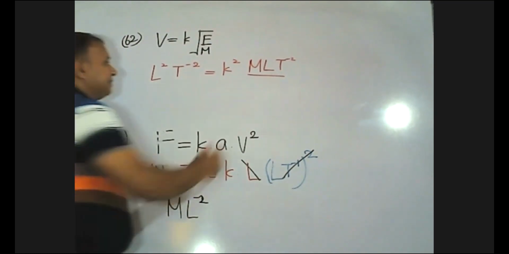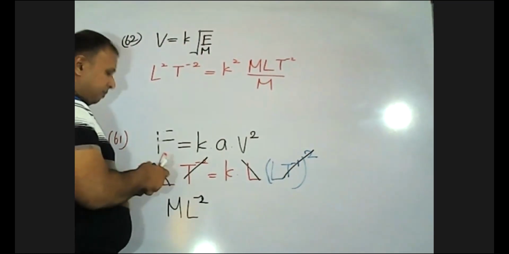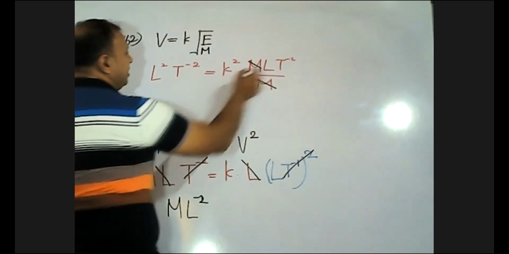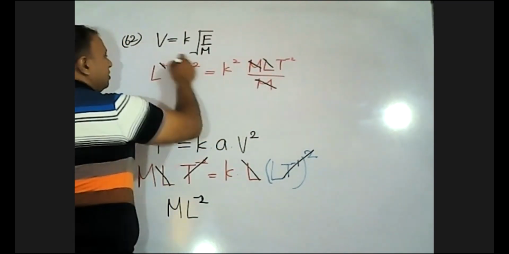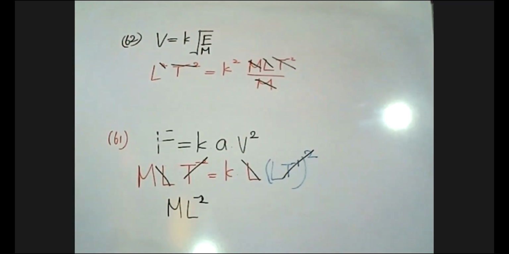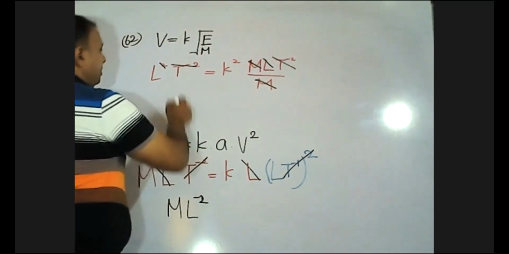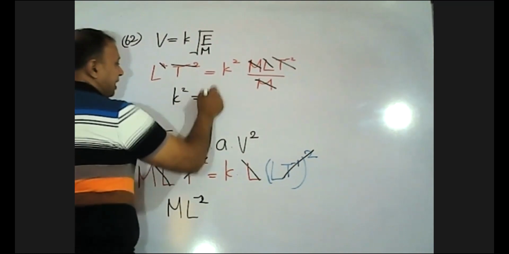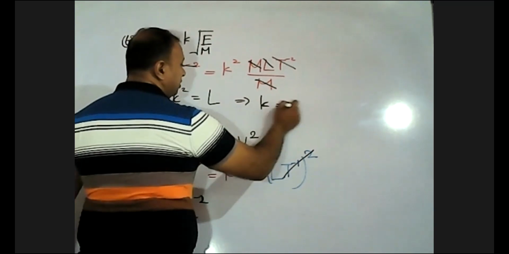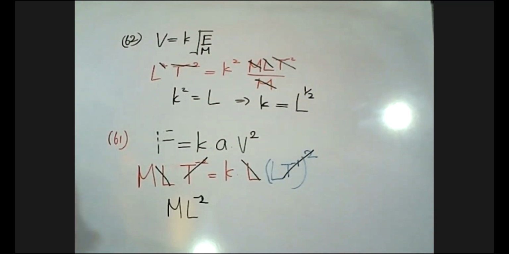M is mass, yes, mass. Then mass and mass will be cancelled out. Then L and L will be cancelled out. T minus 2 and T minus 2 will be cancelled out. Again, k squared is equal to L. That means k is equal to L to the power half.